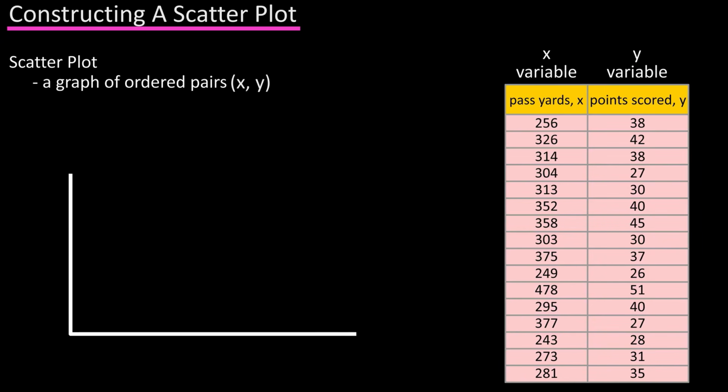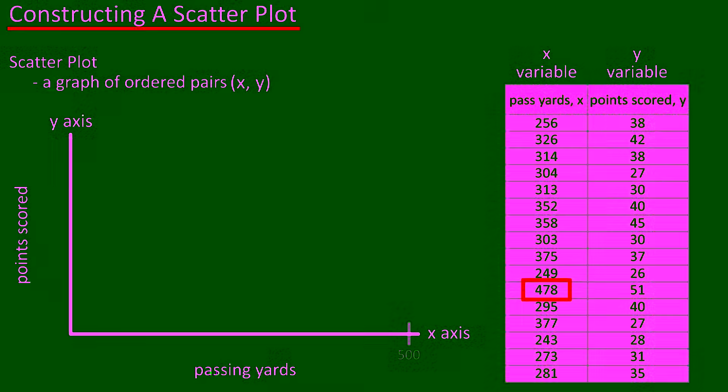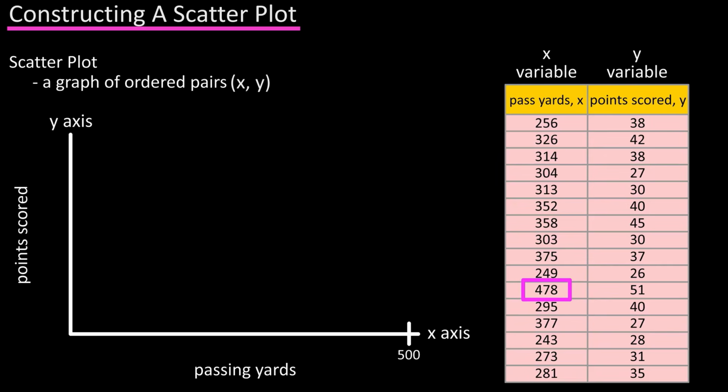Start by drawing an X and Y axis. Label the X-axis as passing yards and the Y-axis as points scored. Next, from the table, find the highest value in the table for X, which is 478. We can round up to 500 and mark that somewhere near the end of the X-axis. Then make 4 more marks of equal distances going down the X-axis, marking them 400, 300, and on down to 100.